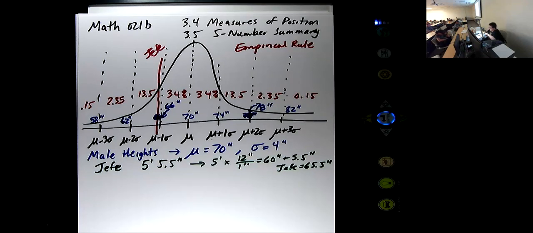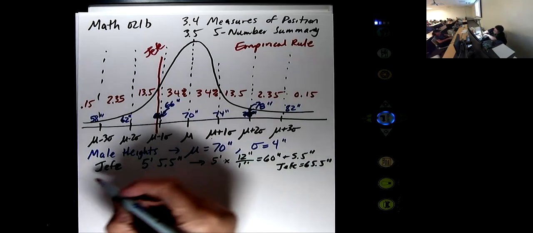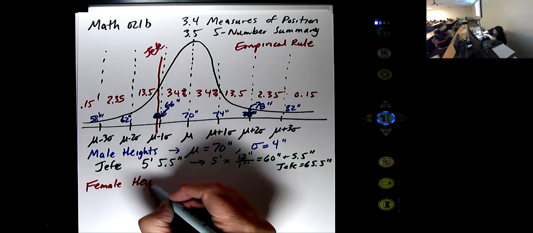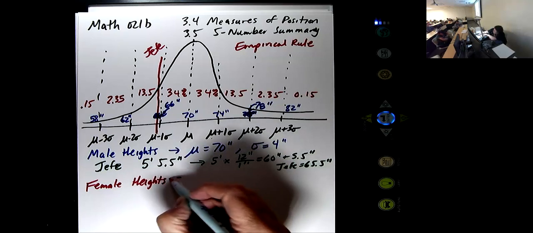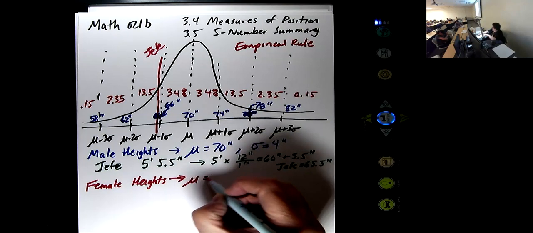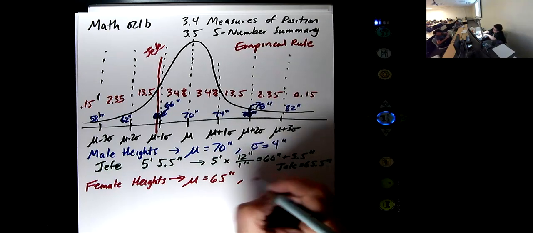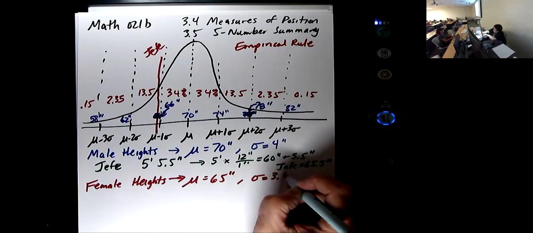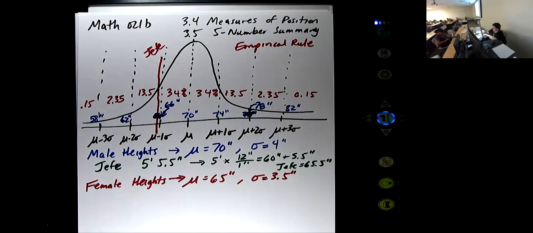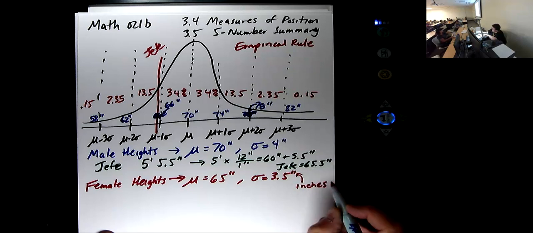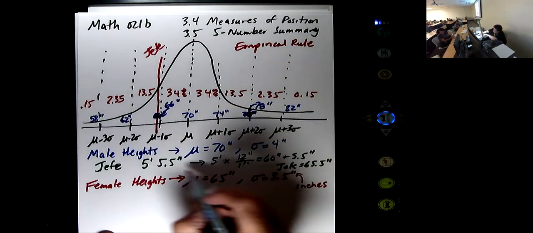All right, so that's where I am. Now, female heights. They have a mean of 65 inches. And a standard deviation of 3.5 inches. That symbol means inches if you don't remember. And that symbol means feet.